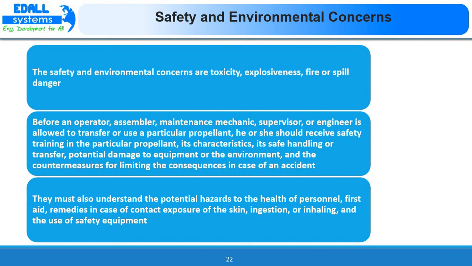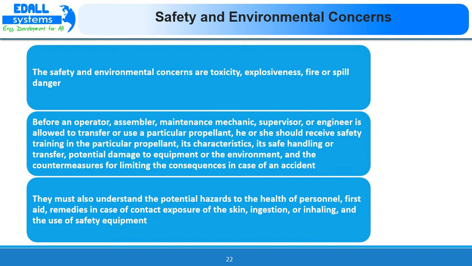Before an operator, assembler, maintenance mechanic, supervisor or engineer is allowed to transfer or use a particular propellant, he or she should receive safety training in the particular propellant, its characteristics, its safe handling or transfer, potential damage to equipment or the environment, and the countermeasures for limiting the consequences in case of an accident. So a person who is going to handle the propellant has to be trained very well in all aspects of the propellant.